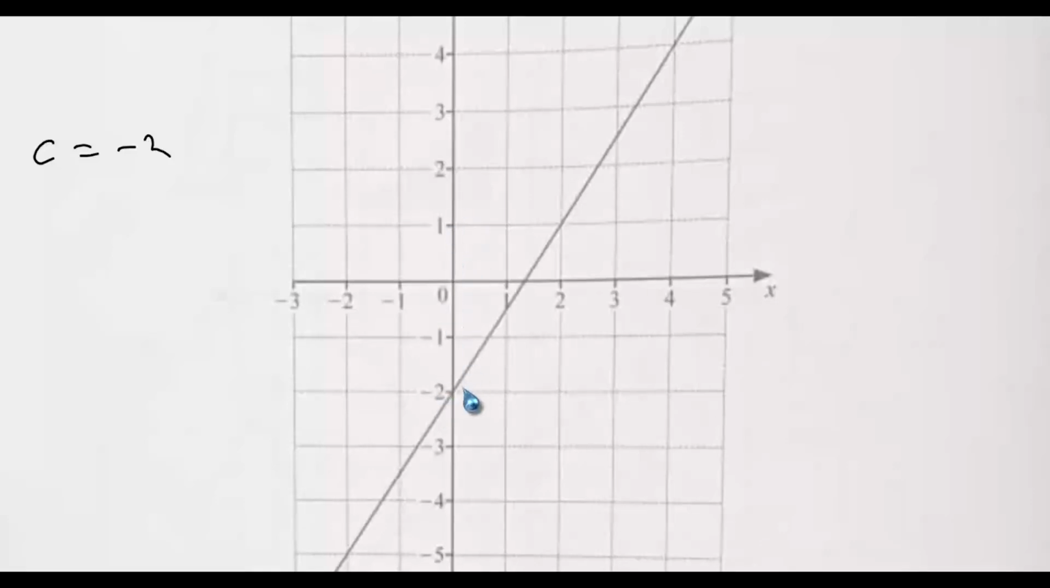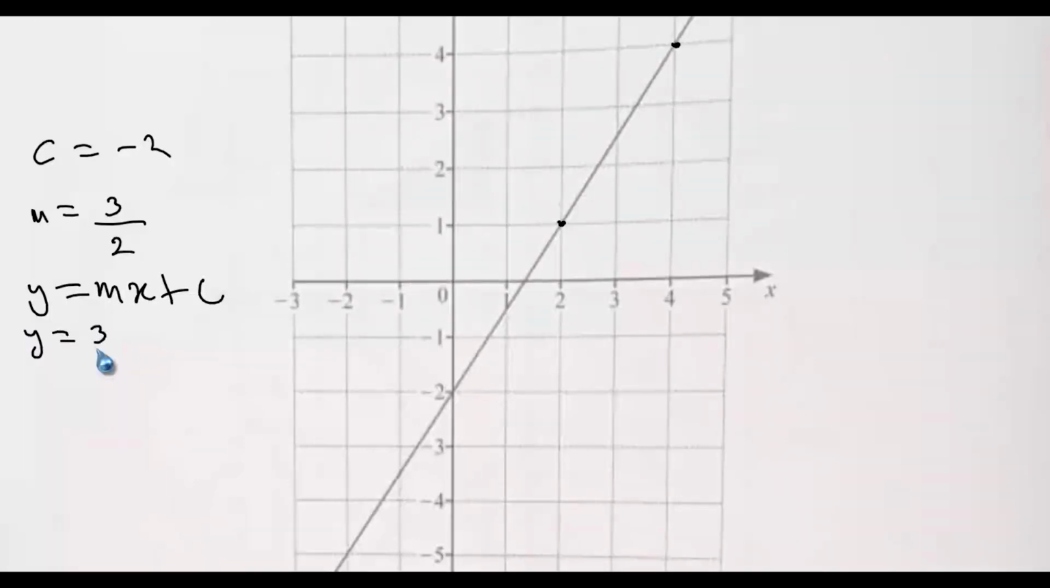Then the gradient will be, let's count from the intersection of the y-axis, 1, 2, 3, then 1, 2. So we have a point here. So let's confirm it again. 1, 2, 3, 1, 2. So that means the gradient equals 3 up, then 2 to the front. So that would be 3 over 2. So we can now use this to form the equation of the line y equals mx plus c. So y equals 3 over 2 x, then minus 2. So that is the equation of the straight line.